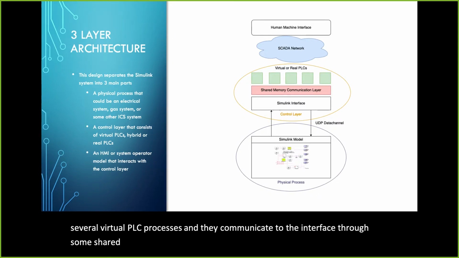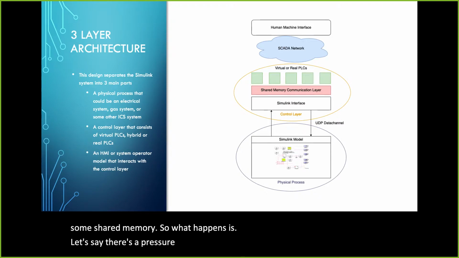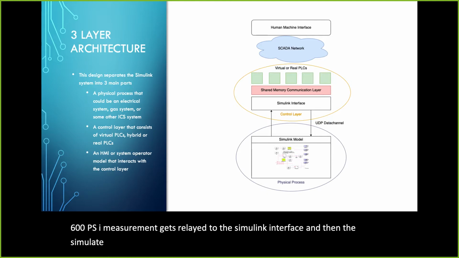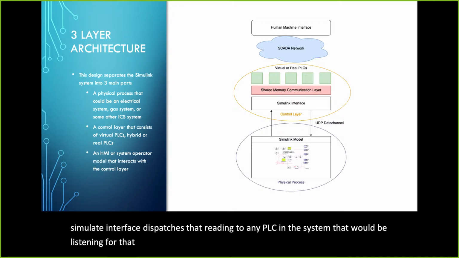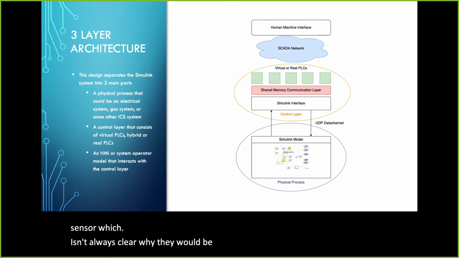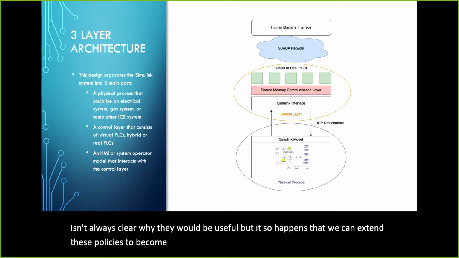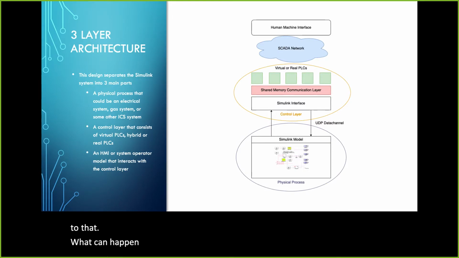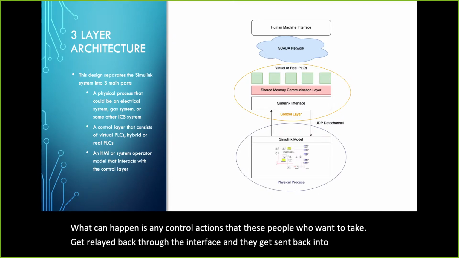So let's say there's a pressure sensor in the physical model, and it reads 600 psi. That 600 psi measurement gets relayed to the Simulink interface, and then the interface dispatches that reading to any PLC in the system that is listening for that sensor. So it allows us to have multiple PLCs listening to one sensor, which isn't always clear why that'd be useful, but it so happens that we can extend these PLCs to become an Oracle, or if we have some other system that wants to listen to the same data channel, we can just have them all register to listen to that. Then any control actions that these PLCs want to take get relayed back through the interface, and they get sent back into the model. So we have this control loop.